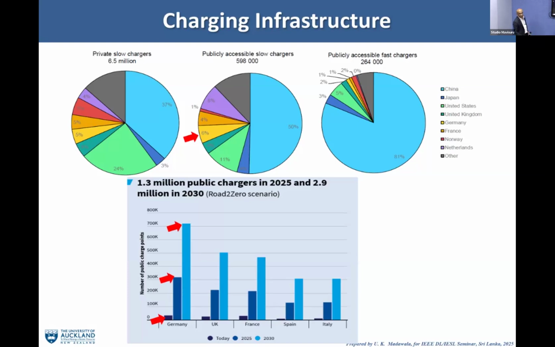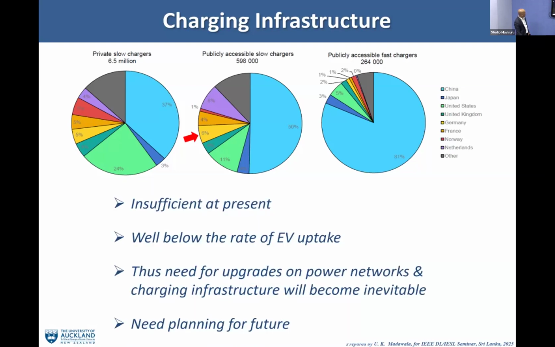But this is not the case. This is what they need, but we don't have this, not even around the world. So what does that mean? Insufficient. We can't keep up with the rate of increase of EV uptake. We can't do that. And so we need to upgrade the power network, or it will be very costly. We'll come up with some solutions and we need to do some planning.